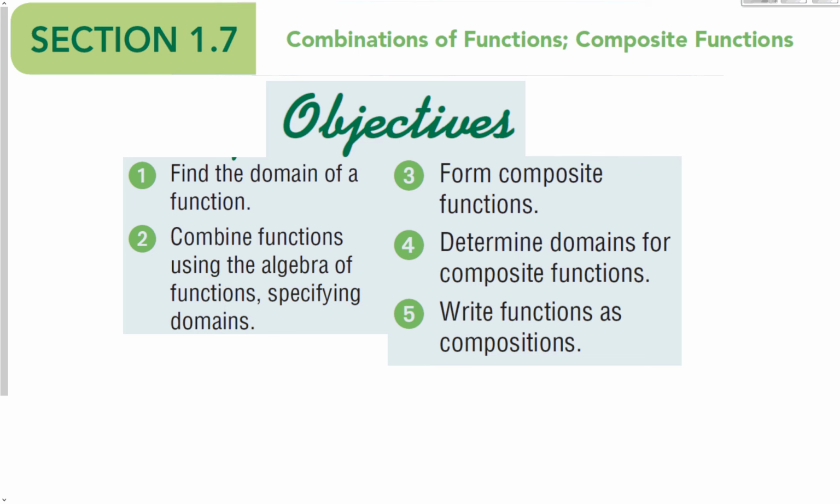Section 1.7, combinations of functions and composite functions. Our objectives for this section are to find the domain of a function, and to combine functions using the algebra of functions, specifying the domains, which means addition, subtraction, multiplication, and division of functions. Then in objective 3, we're going to form composite functions, which means functions inside of other functions. In objective 4, we're going to determine the domains for these composite functions. And finally, we're going to write functions as compositions and use function decomposition.